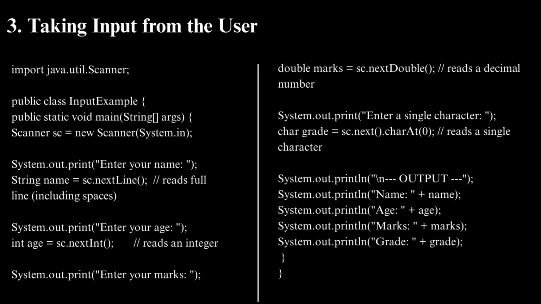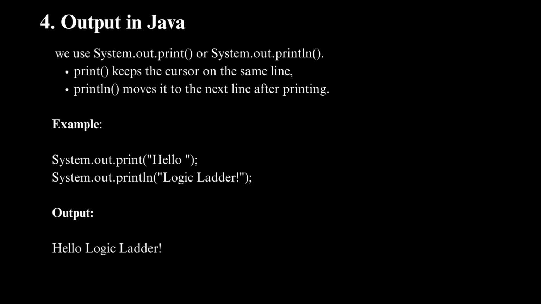So when you run this program, Java will wait for you to type each value one by one and then it will print all of them as output. Output in Java is super easy. We use System.out.print or System.out.println. The difference is simple. The print method keeps the cursor on the same line and println moves the cursor to the next line after printing, as you can see in the example.